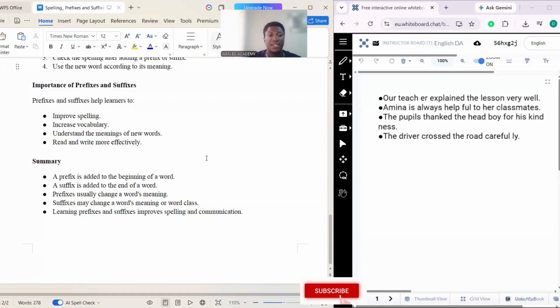A suffix is added to the end of a word. Prefixes usually change a word's meaning. Suffixes may change a word's meaning or word class. Learning prefixes and suffixes improves spelling and communication.